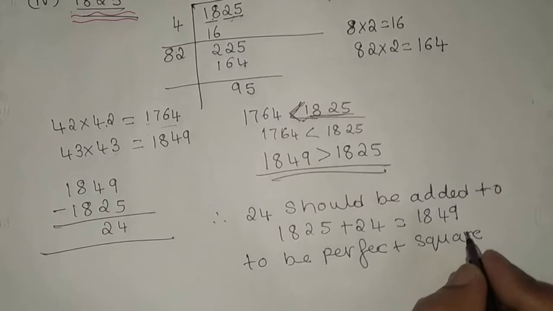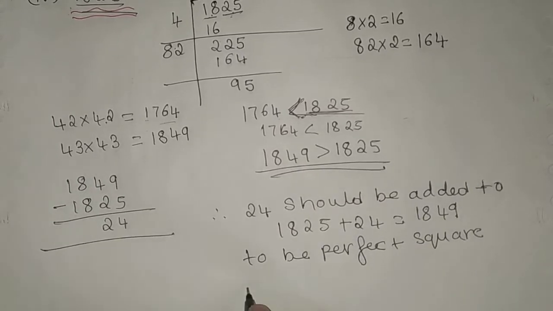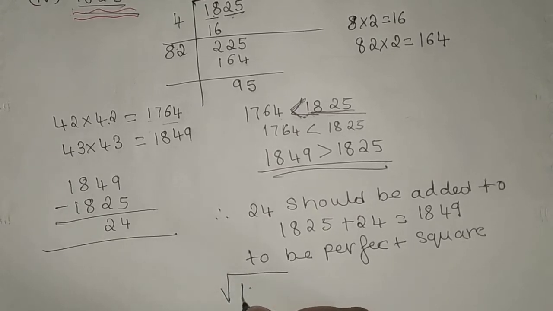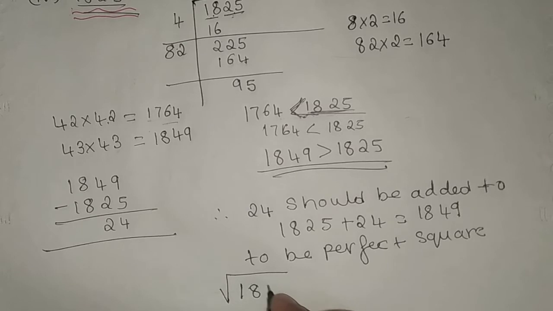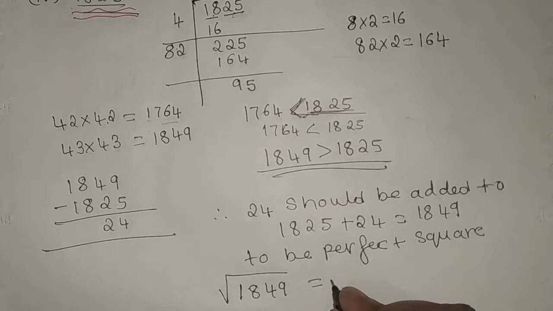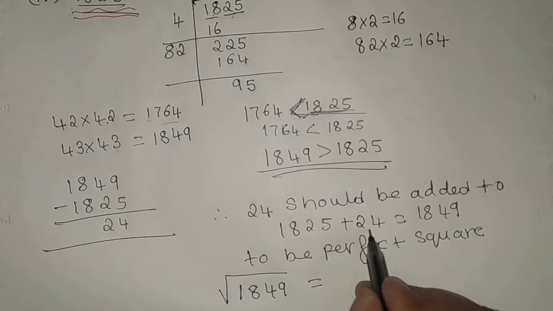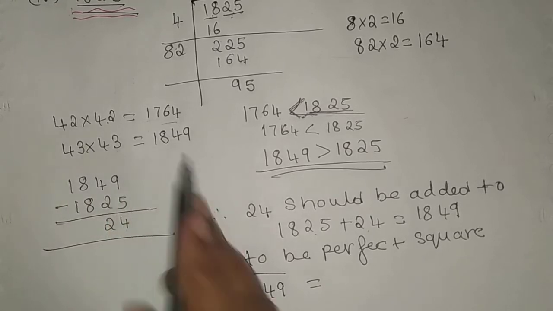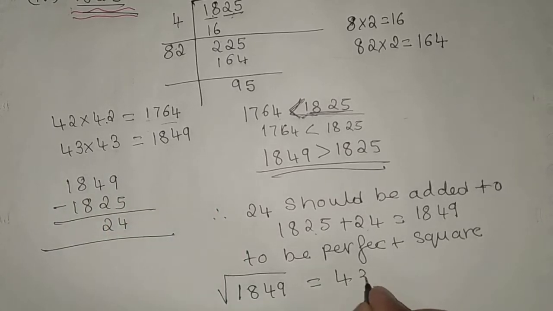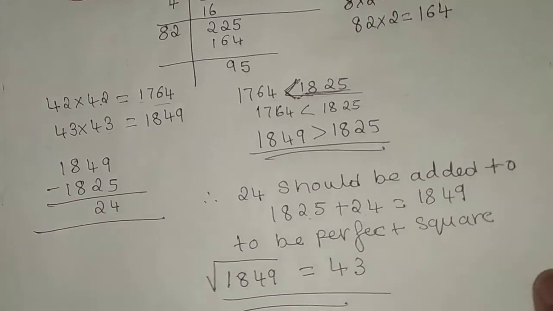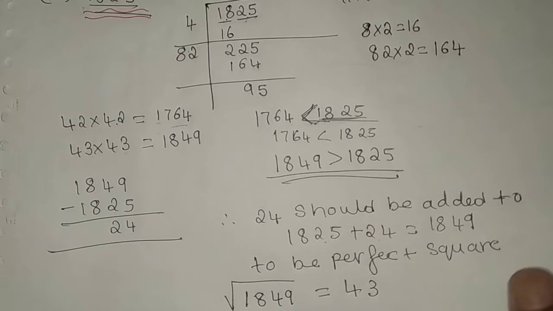Okay, the last step: square root of 1849 is equal to 43. So we added 24 to this number, then 43 is the answer. So we move on to the next, that is the fifth one.